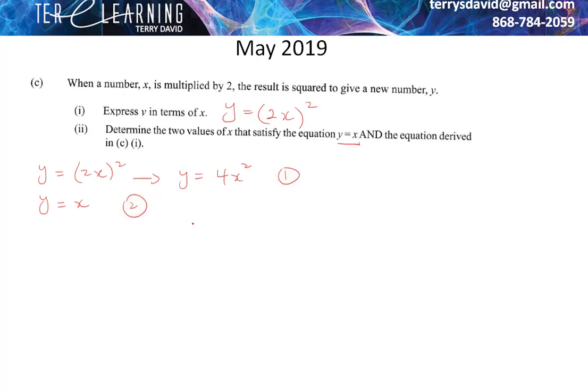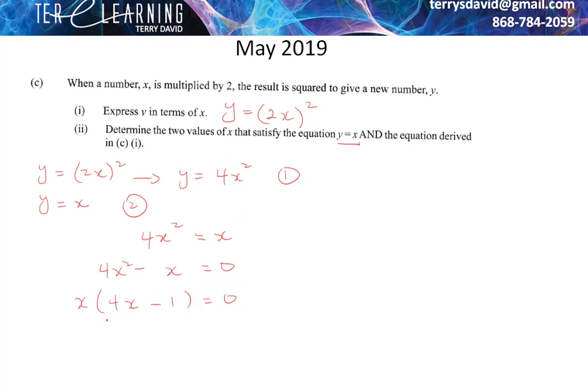So we're solving a simultaneous equation. So all we're going to do, since we have y equal to 4x squared and y is equal to x, we can see that 4x squared is equal to x, right? And then we're going to solve for x. So this is 4x squared minus x is equal to 0. And this is a quadratic equation that we're going to solve, and we're going to solve it by factorizing. So the only thing common here is x. So this will be x times 4x minus 1 is equal to 0, right?